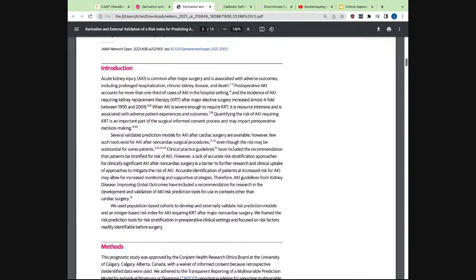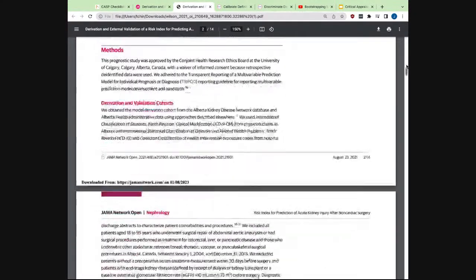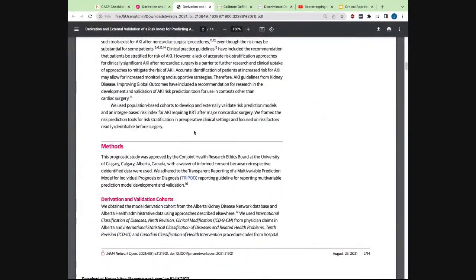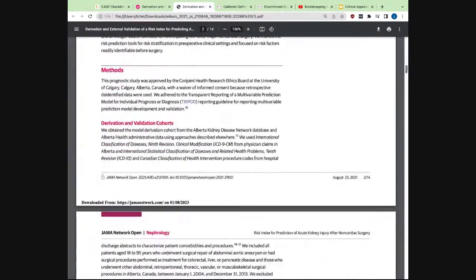Now, to understand what the research question is, usually you can go straight to the last paragraph of the introduction section. Basically, they want to develop and externally validate risk prediction models and an integer-based risk index for AKI requiring kidney replacement therapy after major non-cardiac surgery. So here you can already know from the title and the third paragraph of the introduction section what the research question is.